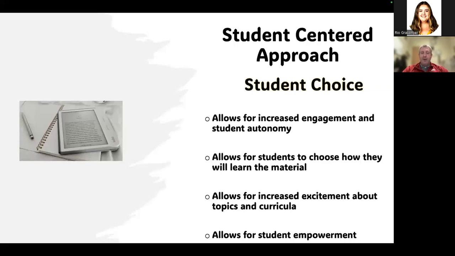Finally, it allows for student empowerment. When our students are autonomous, when our students start seeking success and excellence, our students feel empowered. And an empowered student is a successful student. They have to have that power to know what they need to be successful.